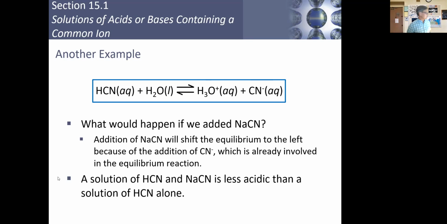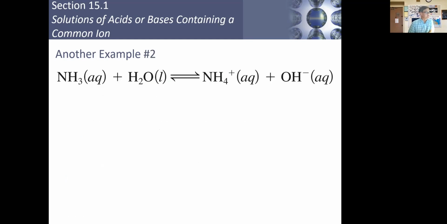Okay? All right, let's take a look at an example problem here, and let's calculate how the pH changes, and how the hydrogen ion concentration changes as well. I'm sorry, before we do, let's take a look at an example of a base. What happens if we have a base solution and we add a common ion there?